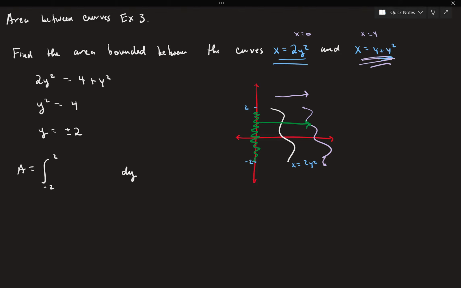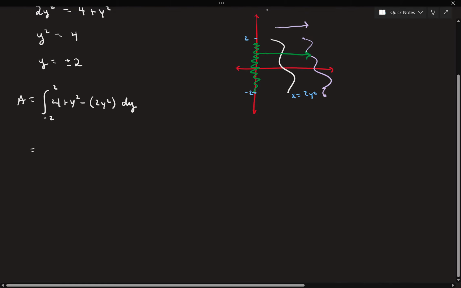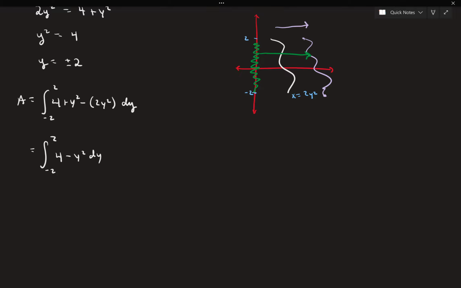So that's going to be first in my integral. It's going to be 4 plus y squared minus 2 plus y squared dy. This is the integral from -2 to 2 of 2 dy. Power rule, 2y, -2 to 2.